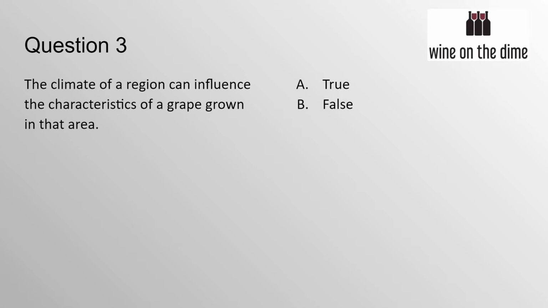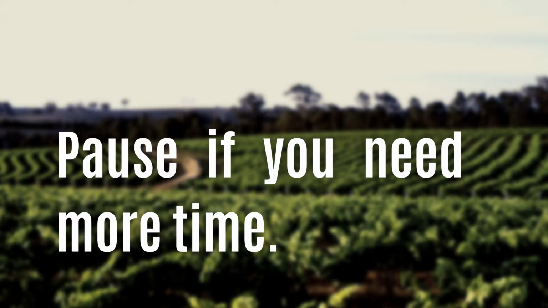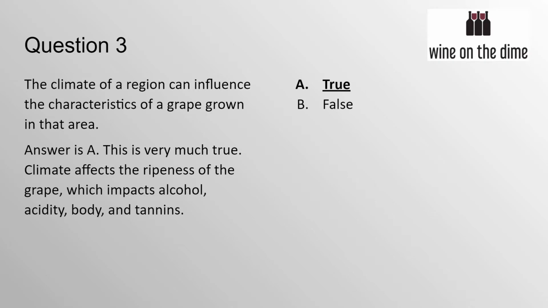Question 3. The climate of a region can influence the characteristics of a grape grown in that area. True or false? Answer is A. This is very much true. Climate affects the ripeness of the grape, which impacts the alcohol, acidity, body, tannins, and many other things.